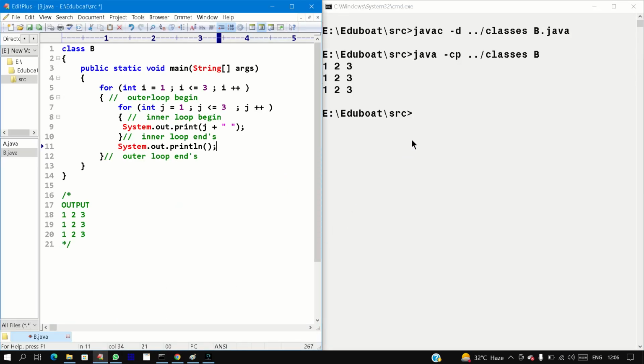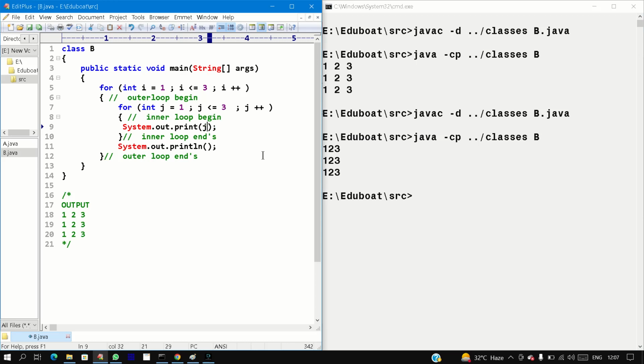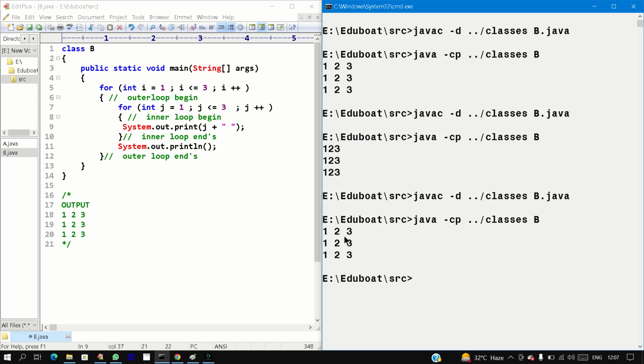Just have a look. Suppose I remove this line, save, and run it again. What am I getting? 1, 2 and 3. If you want spaces, we will use concatenation with plus. I just added plus, inverted commas open, and gave a space. These are the small basics which you should already know if you are on loops. So this is how we are getting 1, 2 and 3.